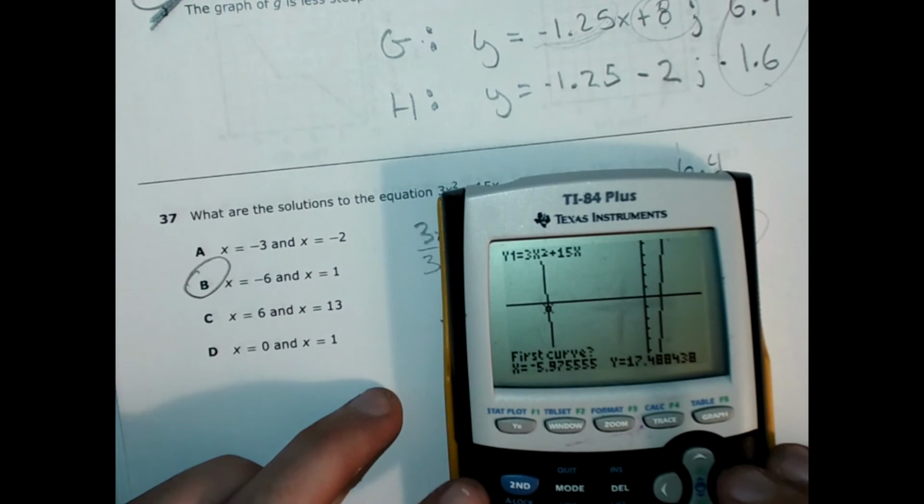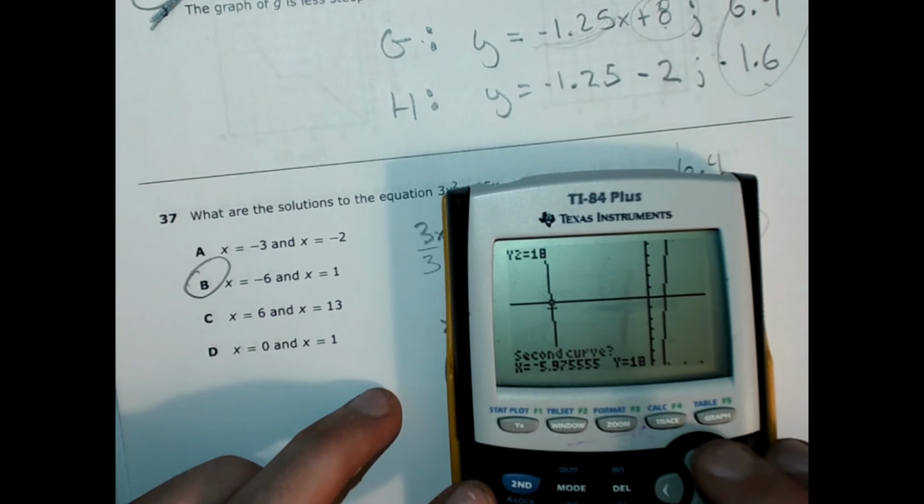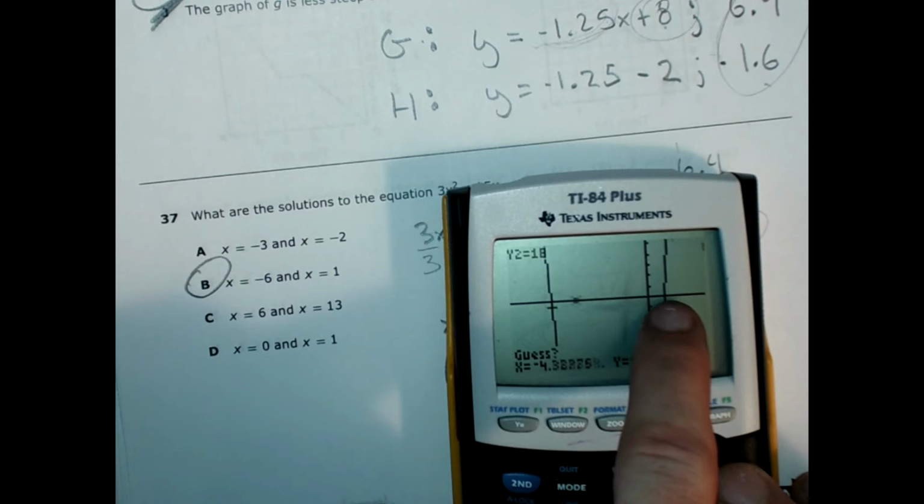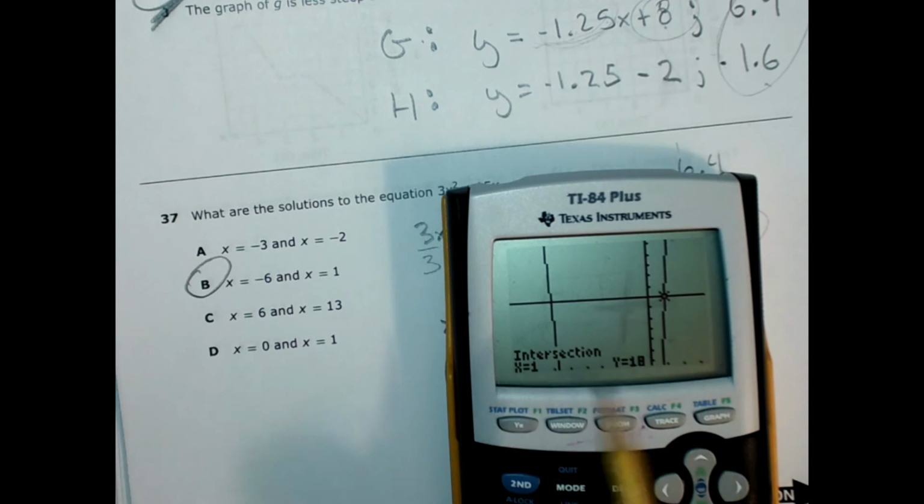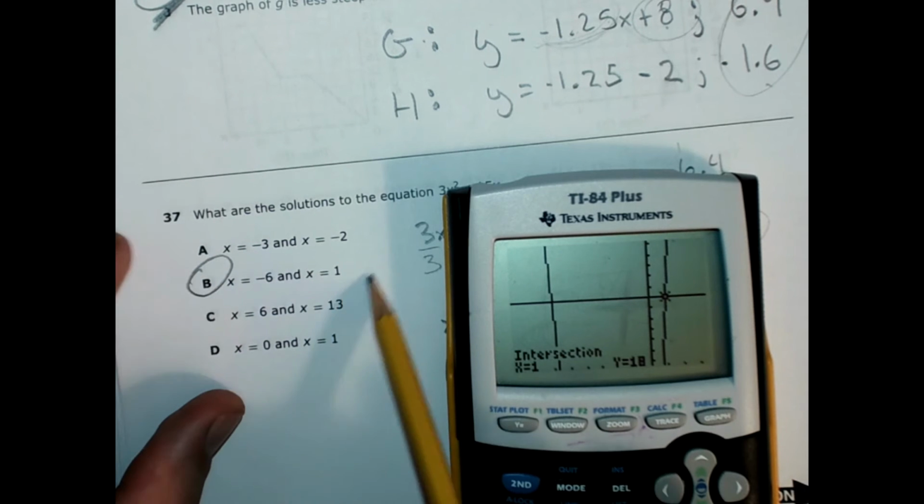Intersection is option 5. First curve, enter. Second curve, enter. But now come over here and make the guess closer to this one. This is how you tell the calculator where to look. And look at that. When X is 1, Y is 18.